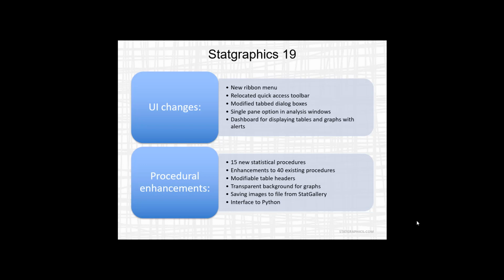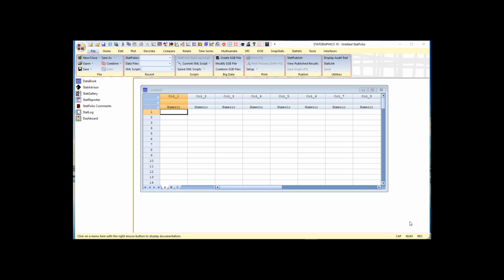Okay. Now, let me show you what it looks like by calling up Statgraphics. Okay, I want to forge ahead here. What you're looking at now is the new interface for Statgraphics 19. You'll see some familiar things like a data sheet in the middle of the screen, a navigation bar on the left-hand side. What's new, of course, is the ribbon bar here at the top.